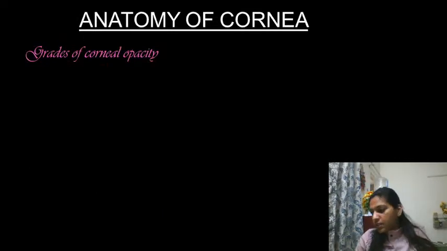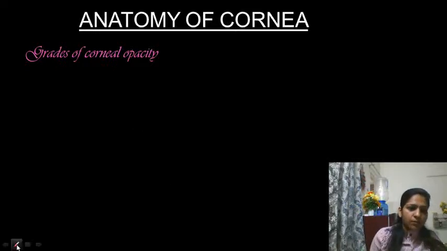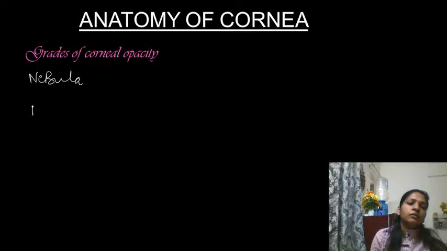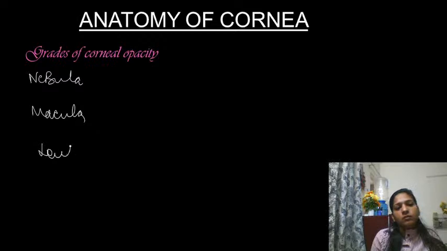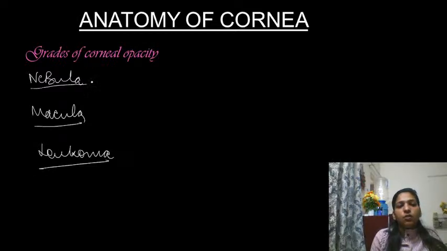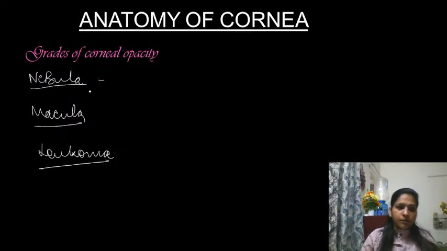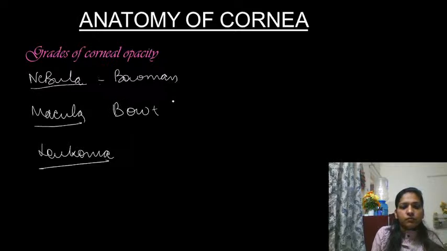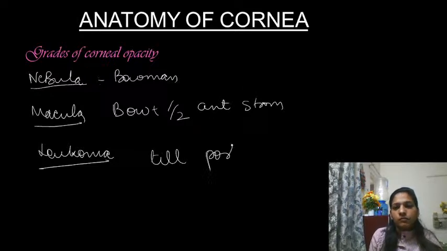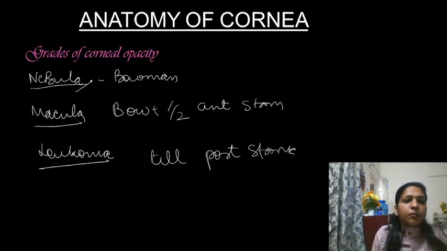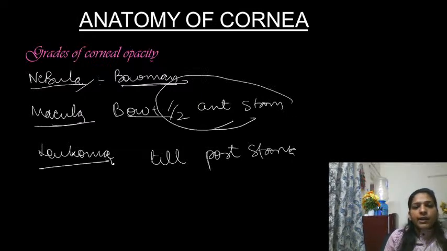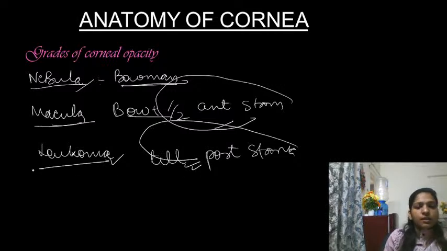Now the grades of corneal opacity. I'll write for you, and then you will tell me the level of each opacity, okay. Nebula, macula and leucoma. You have to tell me the level of each opacity. Yes, nebula, it is till Bowman's membrane. Macula can involve Bowman's and the anterior half of the stroma, and leucoma can extend till the posterior stroma, okay.